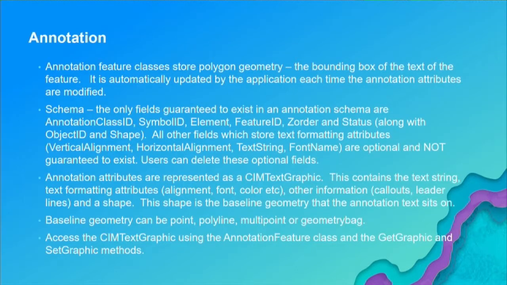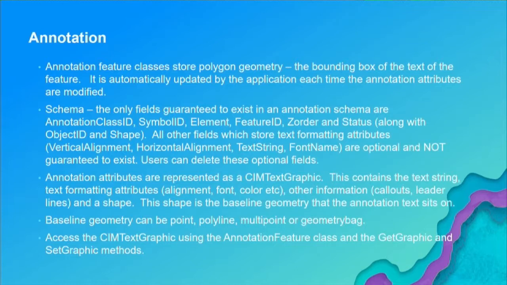There you go. Okay. The next thing we're going to talk about is annotation. Annotation is new at 2.1, particularly with the API. But they're a little bit different from some of the other feature classes and geometry types that you're used to. Annotation features store polygon geometry. They've always stored polygon geometry, even in the ArcMap days, and that's still true in Pro.